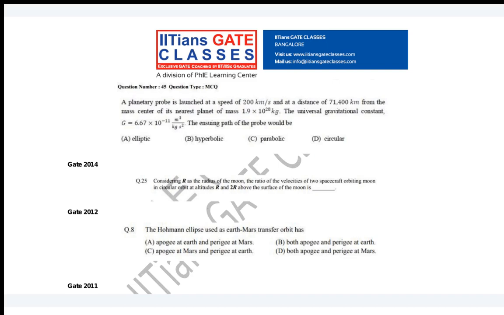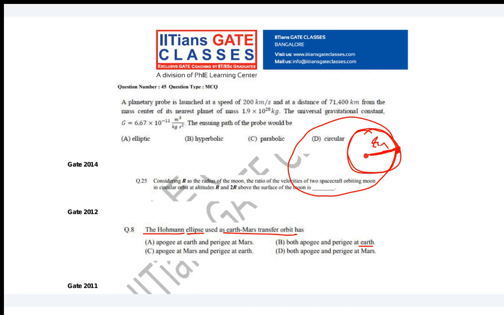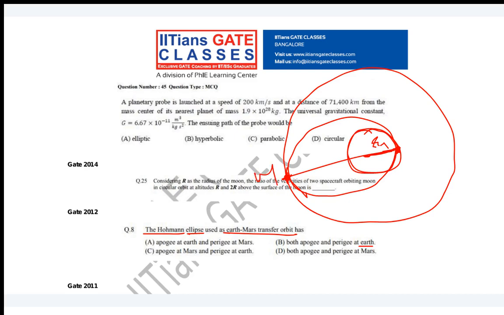Now the next question again is not in the GATE syllabus, but still I will tell the answer. The Hohmann ellipse used as the Earth-Mars orbit transfer has. Your perigee will be at Earth and apogee will be at Mars. Okay. See, from Earth it is circular, right? So from circular we are going to elliptical. So this is your apogee. Okay. From here, then they will make it Mars. So that means this is apogee, it will be at Mars. So what is the answer? What is the answer, guys?